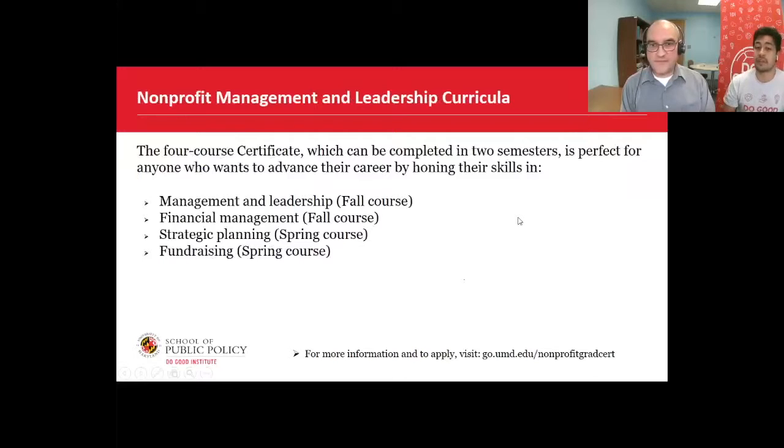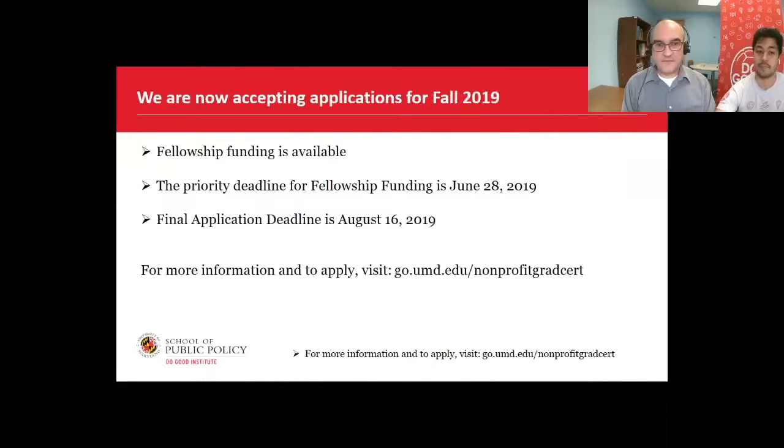The 4-course certificate is just 4 classes, and you can complete it in 2 semesters. It's perfect for anyone who wants to advance a career in management and leadership, financial management, strategic planning, and fundraising. And you can take the program either in 1 year full-time, 2 courses per semester, or over 2 years with 1 course per semester. And we're now accepting applications for the fall, and we'll send this information out as well via email for anyone interested.